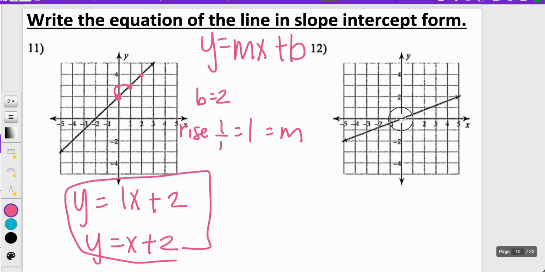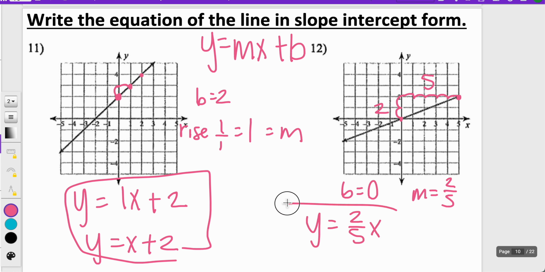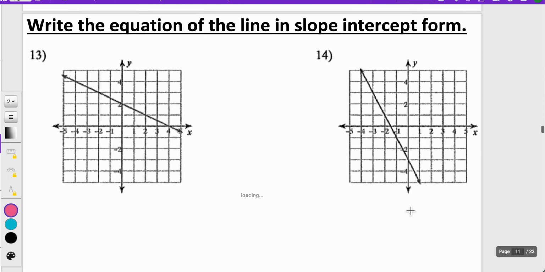For number 12, this is a proportional relationship, so my b is equal to 0, and then my slope, the next perfect point I'm seeing is way over here. So this is rise 2, run 1, 2, 3, 4, 5. So my slope is 2 over 5, so y is equal to 2 over 5x, okay?